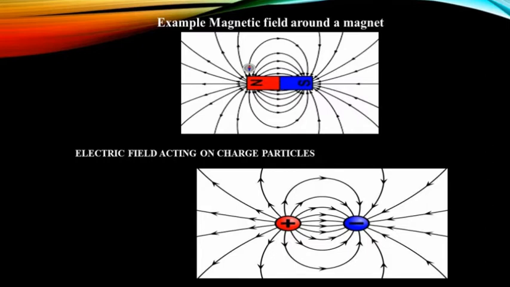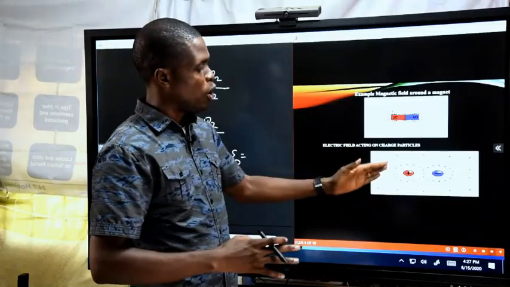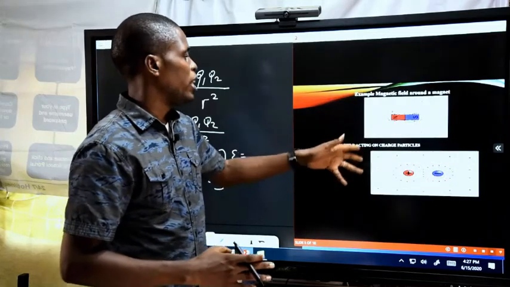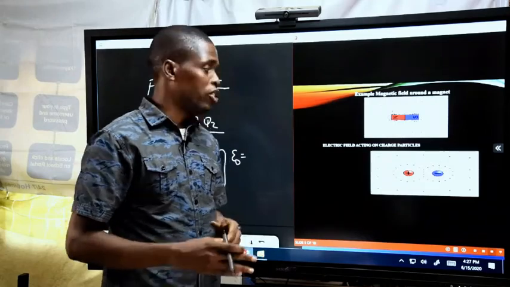Two charges of dissimilar charges will attract each other. And here we have a north pole and south pole of a bar magnet, showing the lines around it, the lines of flux or field lines. And we also have for the charges. This shows the point charge and the lines of flux around the point charges. And we have what we call field lines. And the field lines can be magnetic, electric, or gravitational.